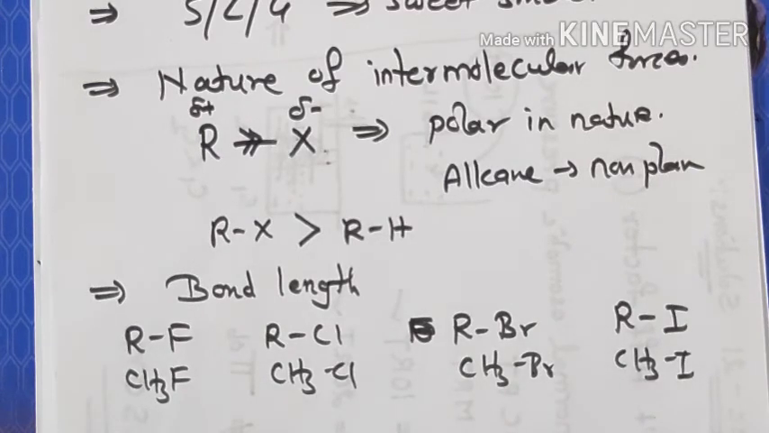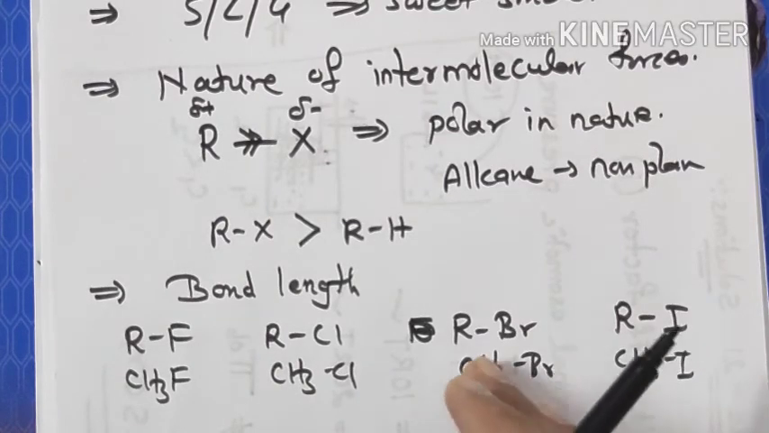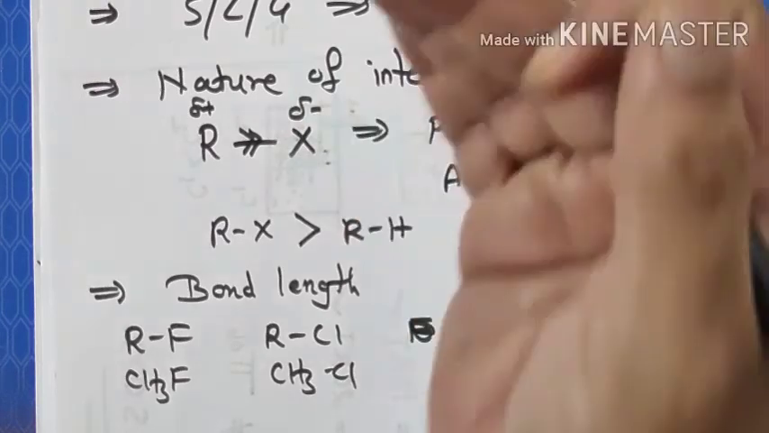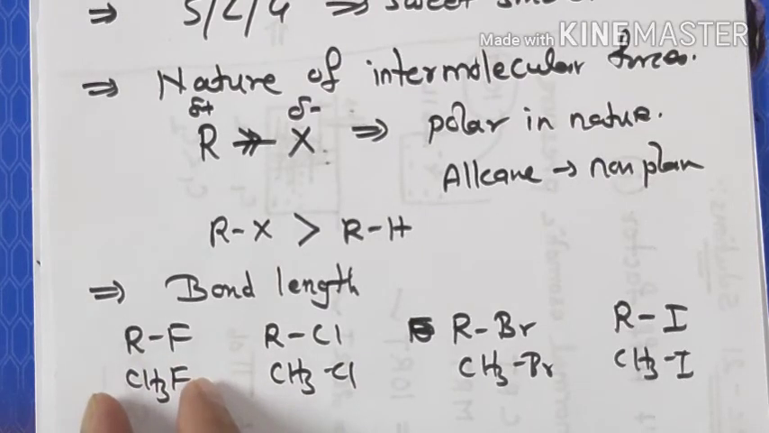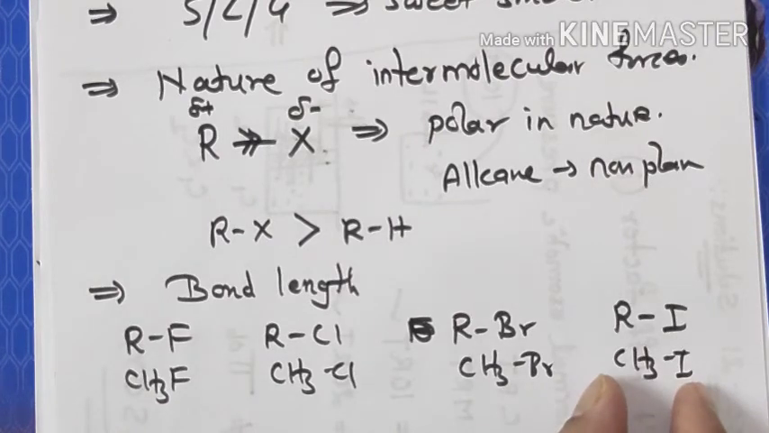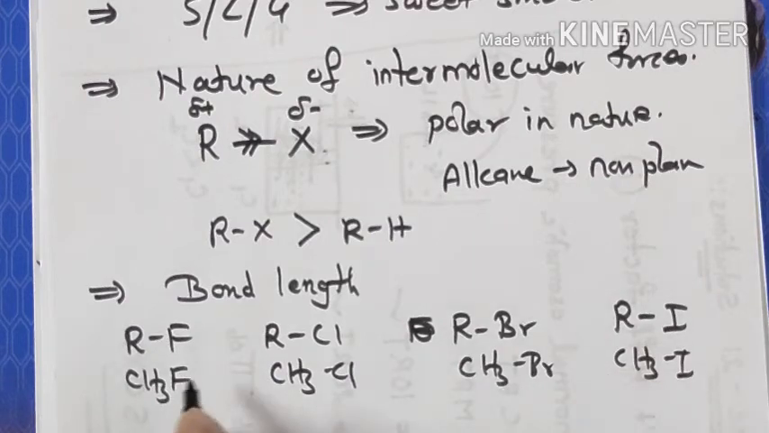Okay. That means the bond length depends upon the halogen, and the halogen is fluorine, chlorine, bromine, iodine, and we have studied this in the periodic table, as we move from top to bottom, size goes on increasing. What does it mean? It means that the bond length of CH3F is going to be least because the size is small, right? Whereas the iodine size is big, so the bond length of CH3I will be highest.